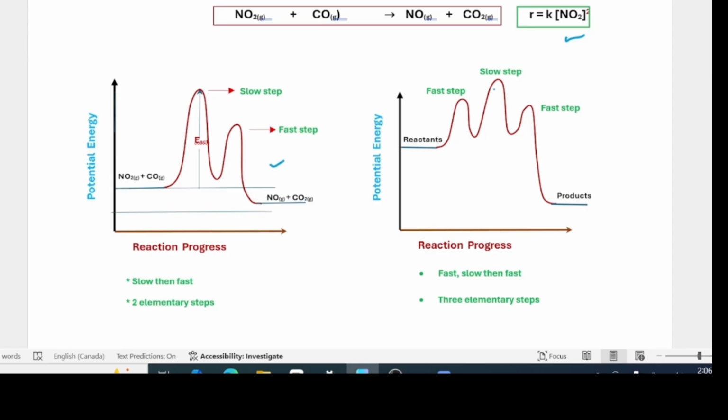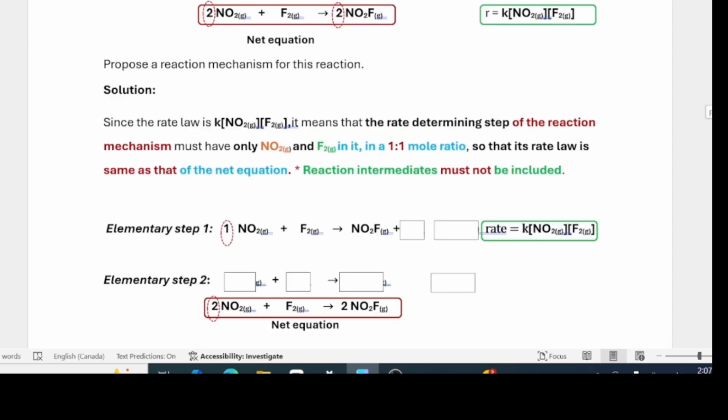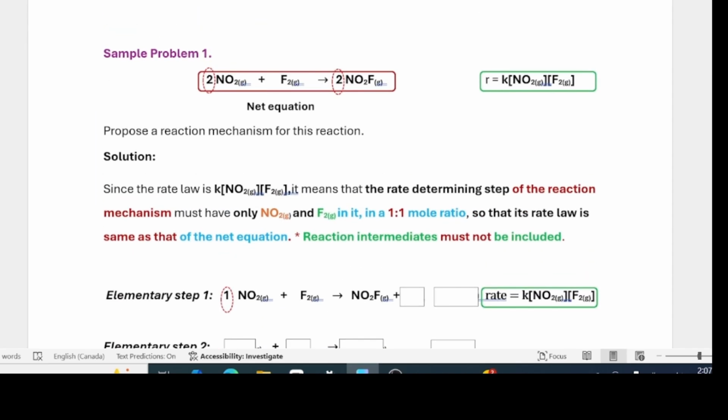How would you describe this energy profile diagram? There's the first fast step with low energy of activation. This one is going to be a slow step here, high energy of activation, and here you're going to have another fast step here. And of course you're going to have 3 elementary steps. Which one here will be the rate determining step? That one there.